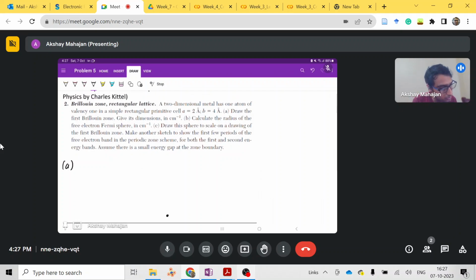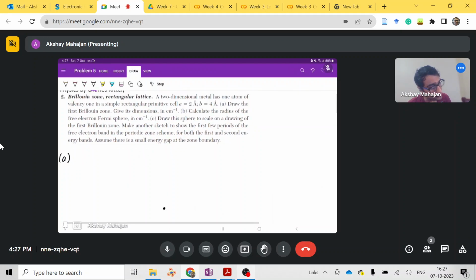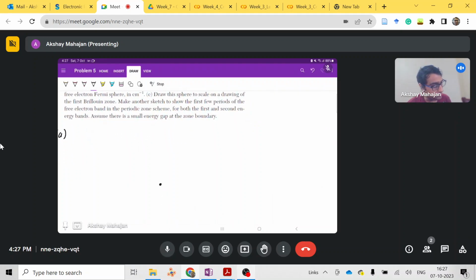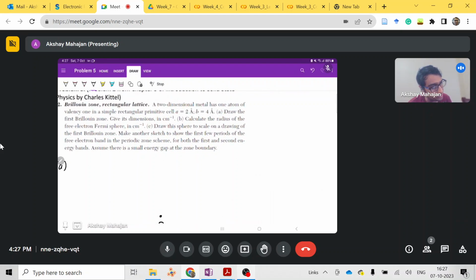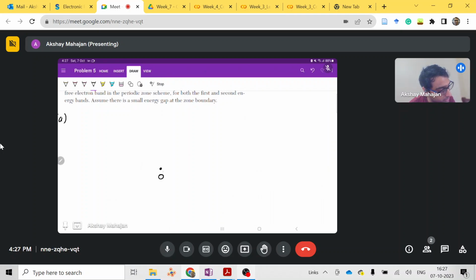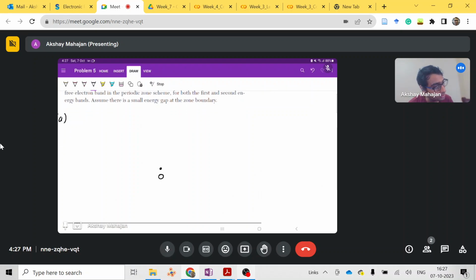First we have to draw the first Brillouin zone and give its dimension in centimeter inverse. We are again talking about a 2D lattice only, with a equal to 2 angstrom and b equal to 4 angstrom. So I can take 0, then 2 pi by a, and the next will be 2 pi by 2a, because a is 2 angstrom and b is actually twice that. If I draw this, it is similar to what we did in the last problem.